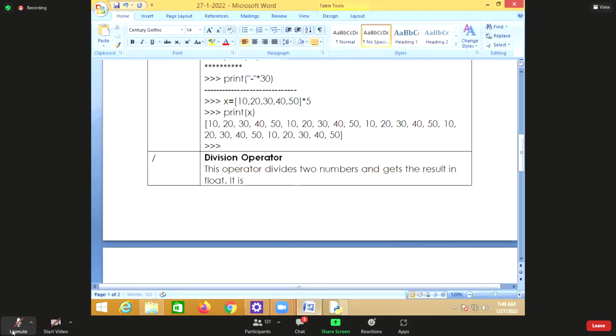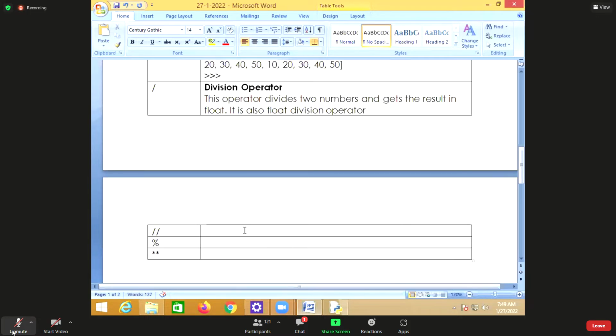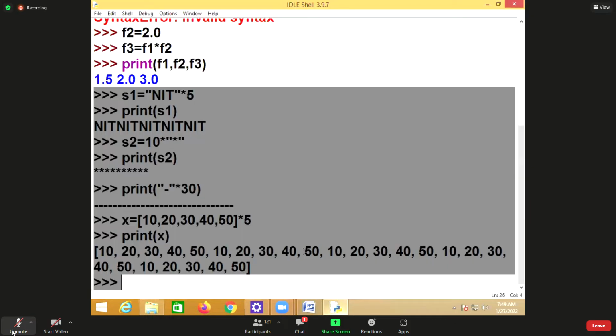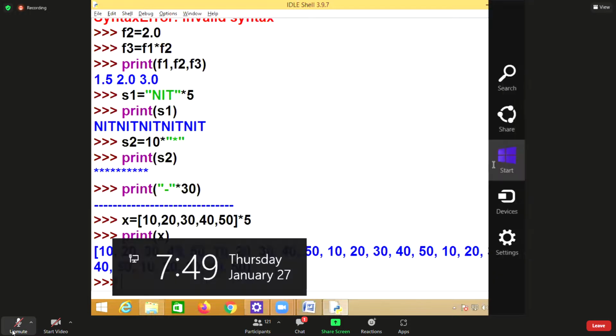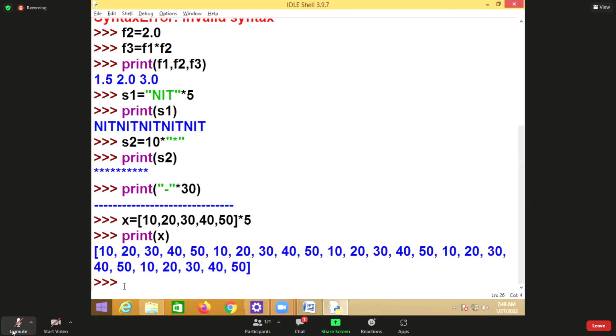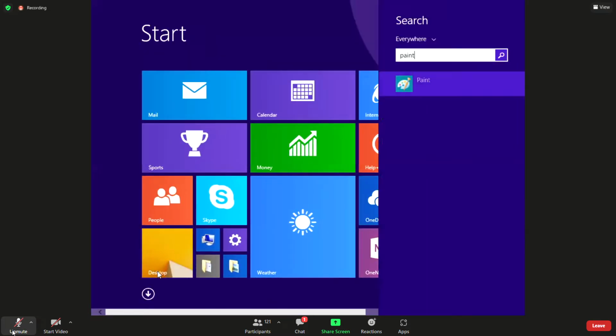So it is also called the float division operator. What is the meaning of this? For example, you are trying to do division here. Suppose assume that, for example, this will get the quotient, right?